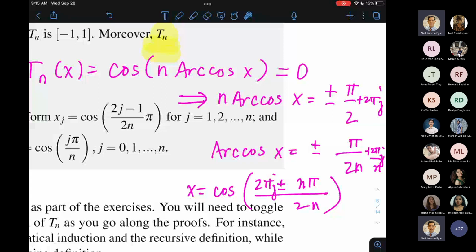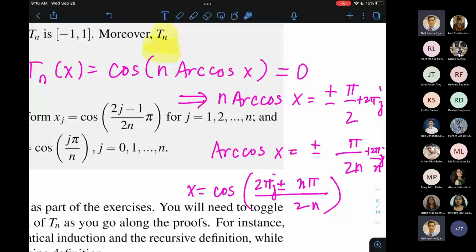Kasi same lang po ang cosine negative pi sa cosine pi. Oh, I think you have a point there, Nicolette. Kasi mangyayari ay, magkakaroon tayo na, okay, hold on. Parang sa cosine ng negative pi sa cosine plus pi. Pag mag-add ba ako ng pi over 2n? Kailangan meron akong over 2n, so mawawala na yung dependence niya sa cosine pi. Mag-repeat ba yun? Parehas lang yung value nila.